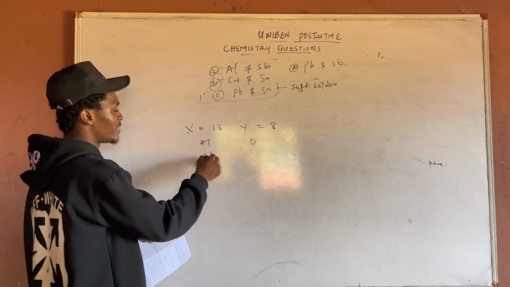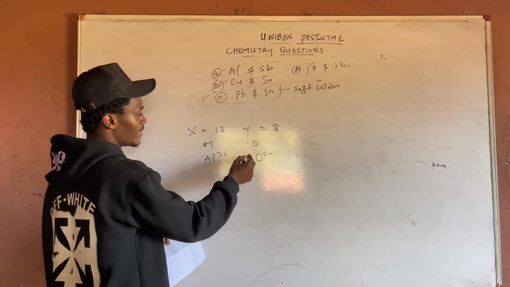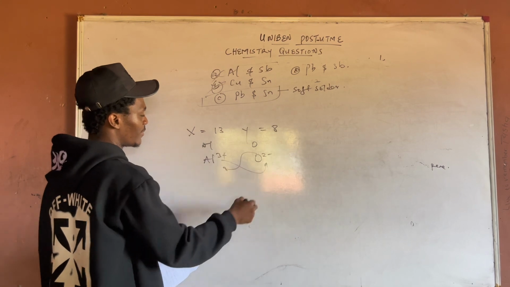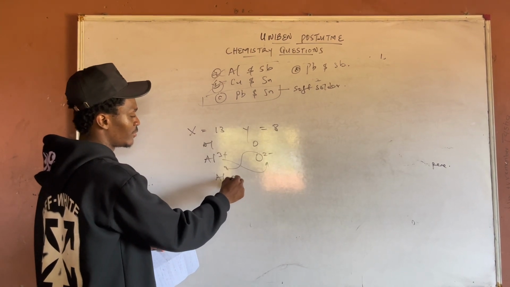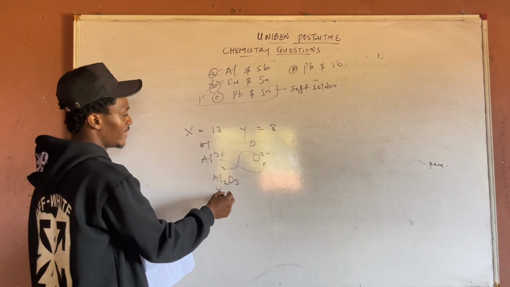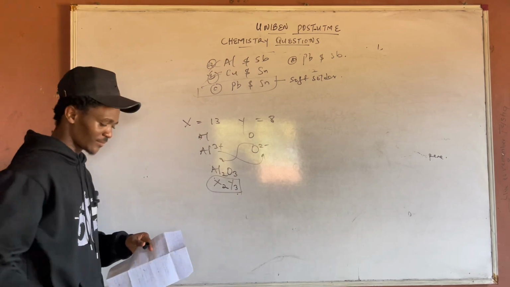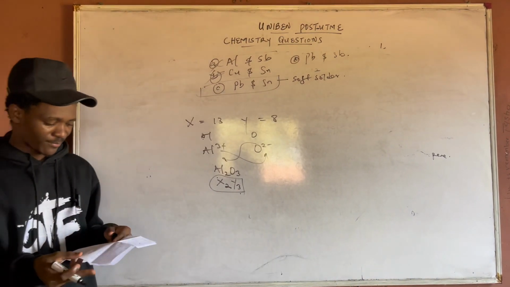Charge of aluminium is +3, oxygen is -2. So it means when you exchange ionic radical to form aluminium oxide, that should be Al2O3. Remember our X was aluminium, so we have to replace it there. X2, then Y3. So the correct option is this one. All right. So there was that in the option.